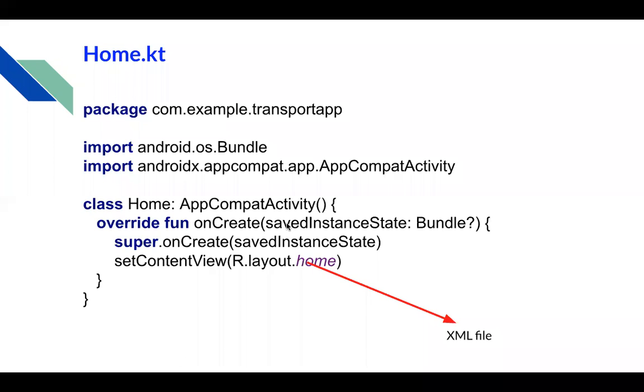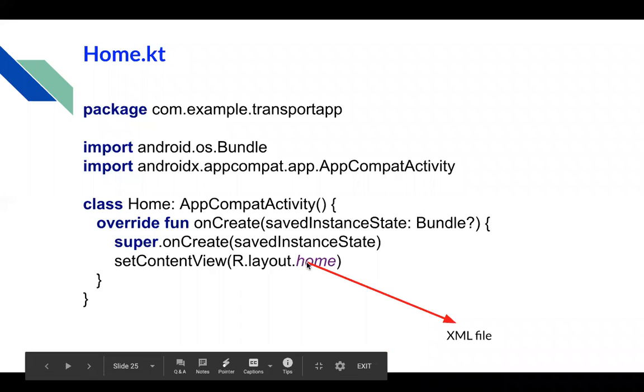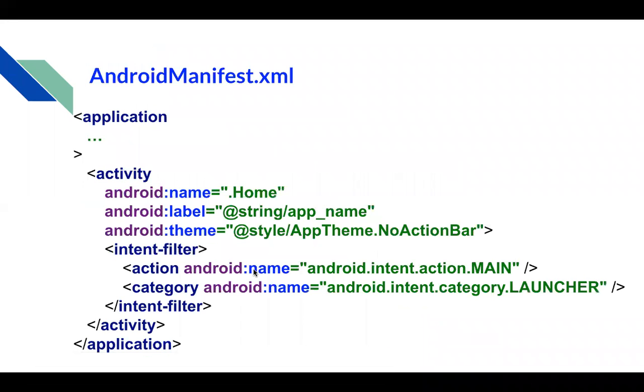So this is basically an activity. Then we have the XML. We can see that we are referencing the XML file here, R.layout.home. Then we can see that we have it in our manifest. So that is how we create an activity.